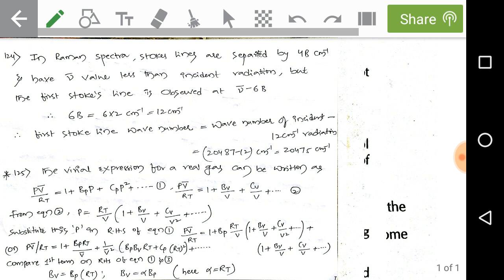Okay, compare the first term on the right hand side of equations 1 and 3. We can take BV is equal to BP RT. Here alpha simply indicates RT, and that is our answer.